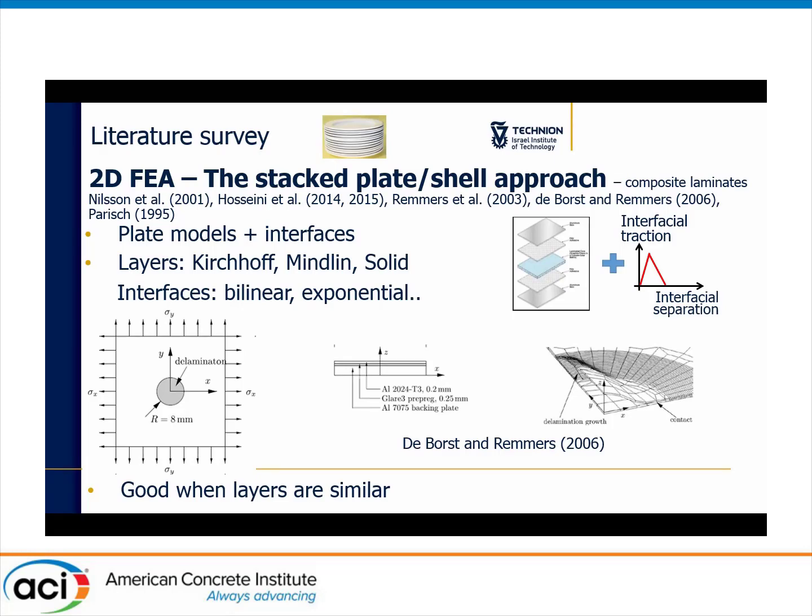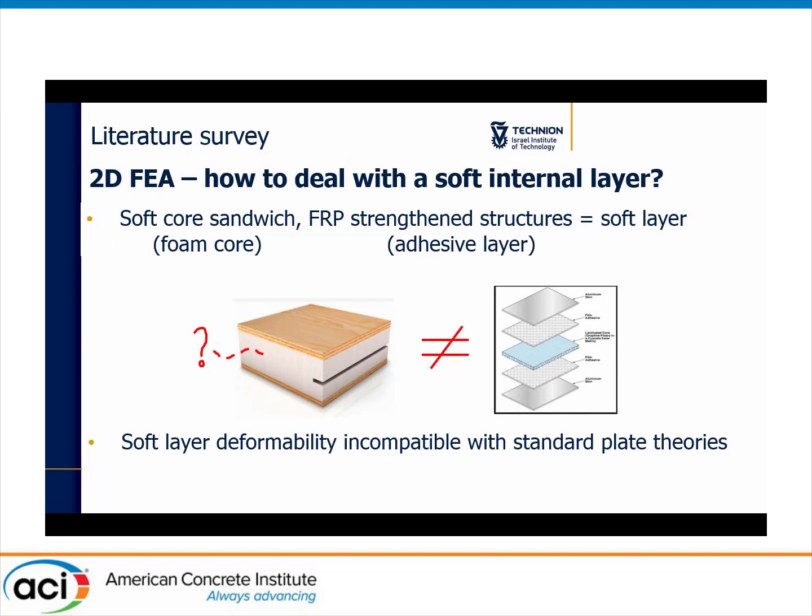It is partly delaminated in this circular region and compressed, and they used this method successfully to simulate the failure mechanism. This approach is satisfactory when the layers are quite similar in elastic moduli. However, in some cases, such as soft-core sandwich panels and FRP strengthened plates, we have a soft layer. In the case of FRP strengthened plate, it is the adhesive layer, which is much more flexible than the neighboring substrate or concrete layer and the FRP layer.